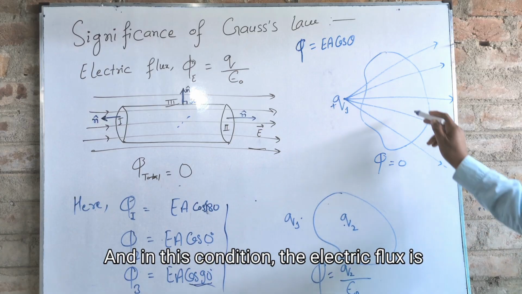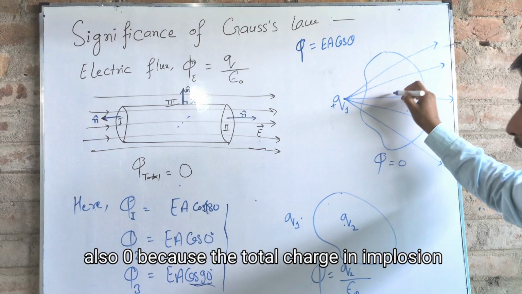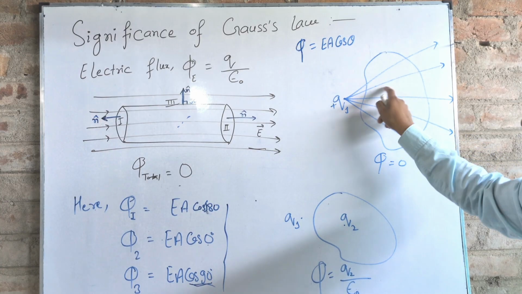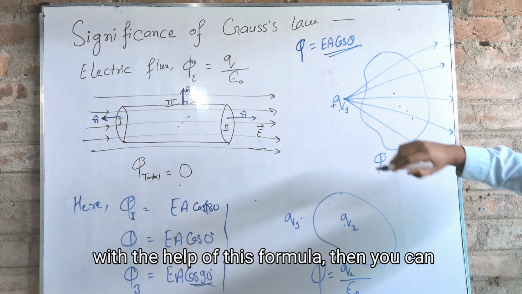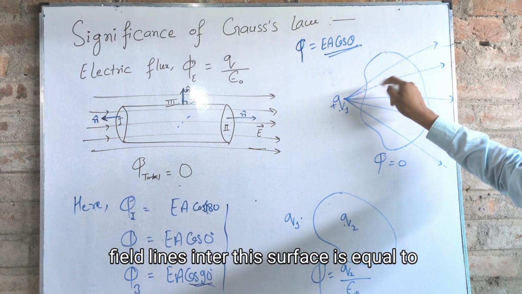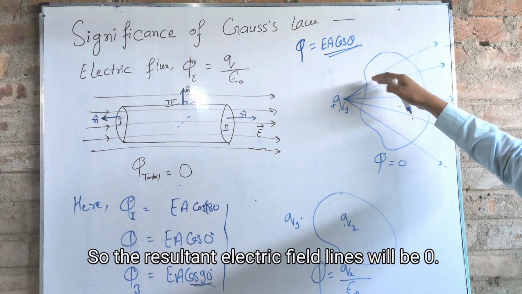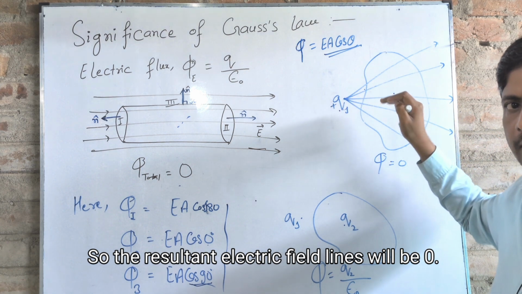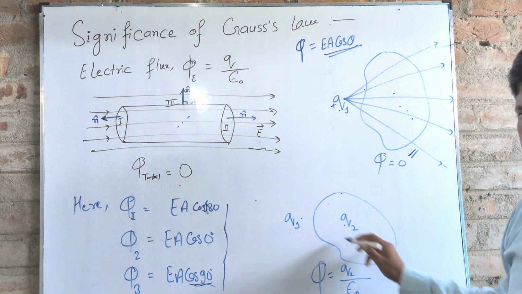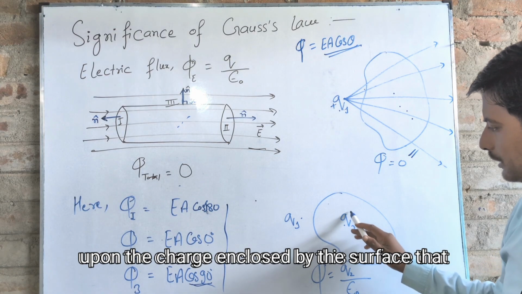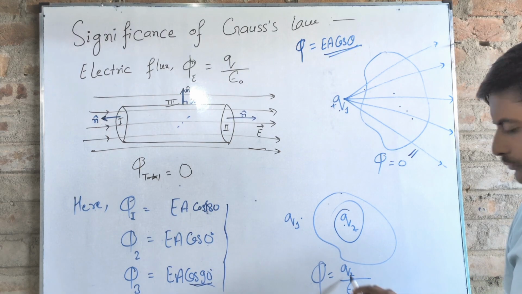In this condition, the electric flux is also 0, because the total charge enclosed in the surface is 0, since this charge is outside the surface. And if you want to find the electric flux with the help of this formula, you can consider that the total number of electric field lines entering this surface is equal to the total number of electric field lines leaving the surface. So the resultant electric field lines will be 0, and as a result the electric flux is 0. And in this situation, the electric flux only depends upon the charge enclosed by the surface, that is the Q2 charge, and the electric flux will be Q2 by epsilon naught.